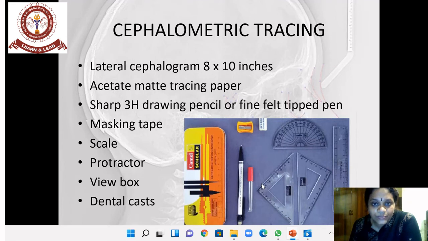To do a proper cephalometric tracing, this is the armamentarium that will be needed. That is, you have to have an acetate matte tracing paper, a sharp 3H drawing pencil, masking tape, scale, protractor, a view box, and a dental cast to correlate the molar relation and the functional and occlusal planes.